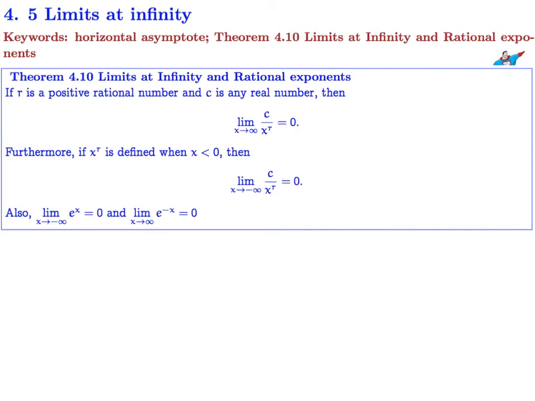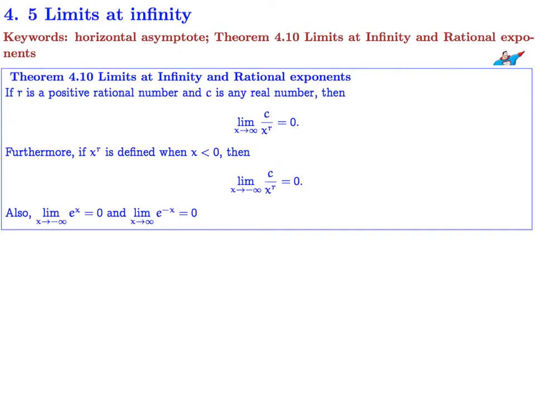I don't know about you, but I'm getting tired of looking at graphs to figure out these infinite limits. So let's look at a theorem that's going to help us figure out limits without always having to look at a picture. The theorem says that if r is a positive rational number and c is any real number, then the limit as x approaches infinity of c over x to the r equals 0.